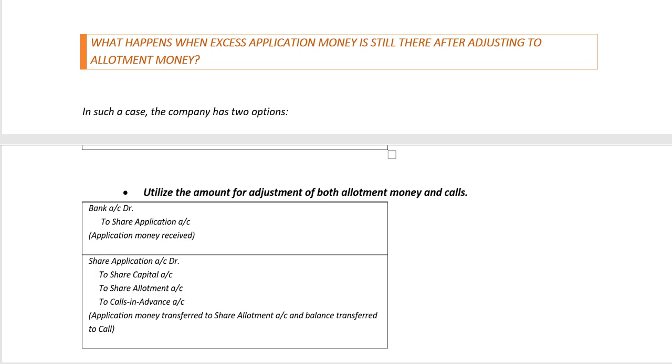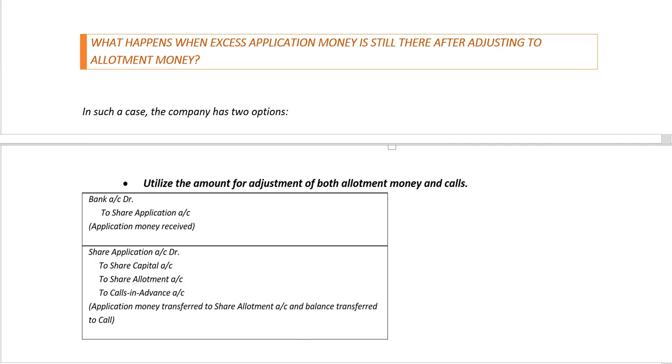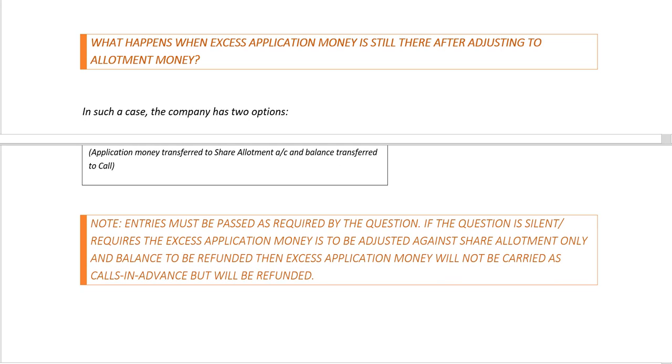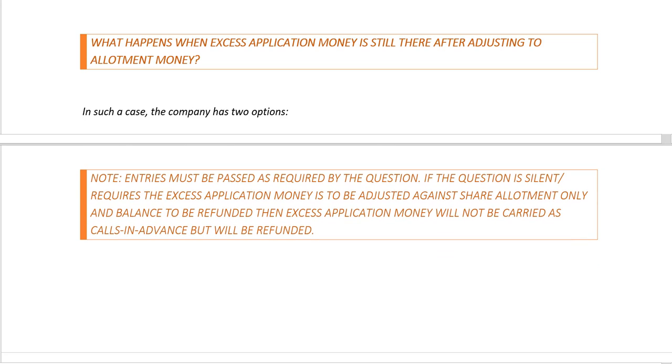The narration: application money transferred to share allotment account and the balance transferred to call. So this is the second option that the company has. Now, please remember this very important note.